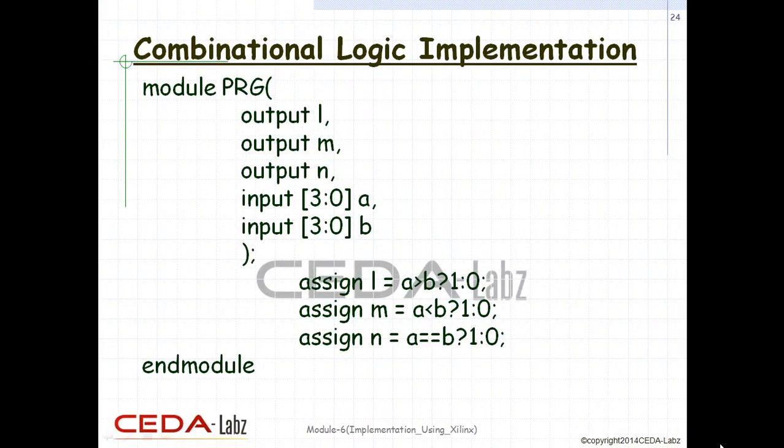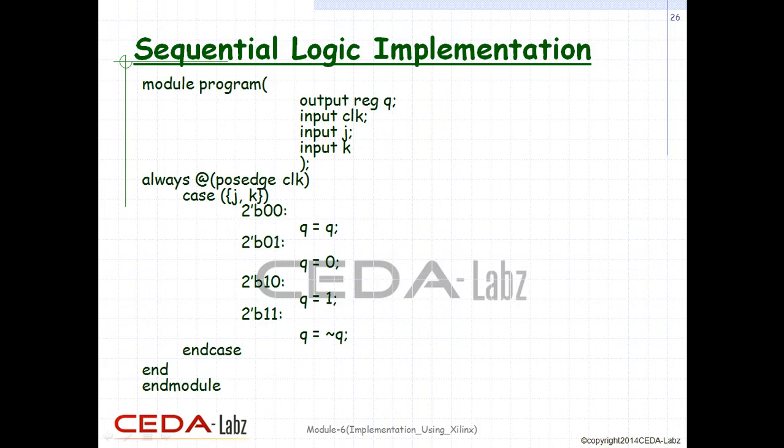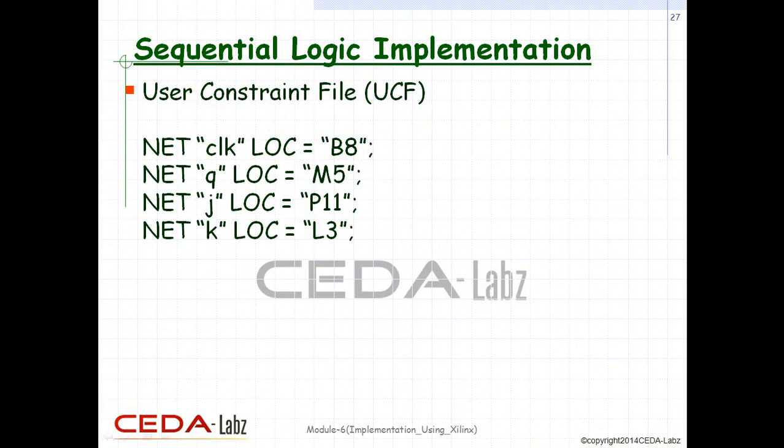Here is the combinational logic implementation code of an 8-bit comparator. And here is the user constraint file for the same. As you can see, each and every vector bit is allotted a pin. Here is the sequential logic code implementation of a JK flip-flop. And this is the user constraint file for the JK flip-flop.